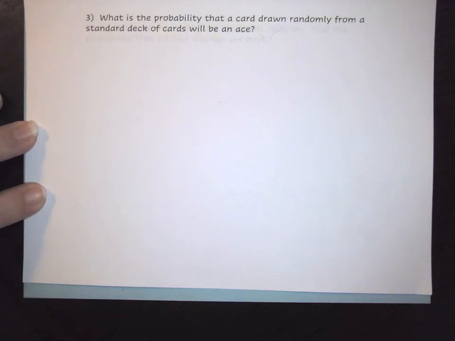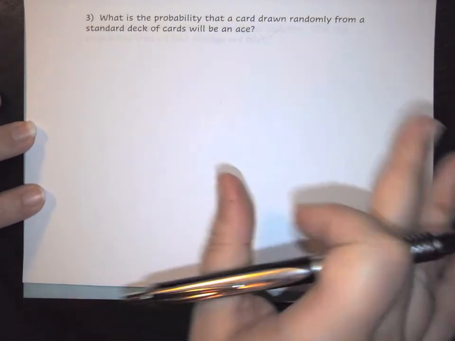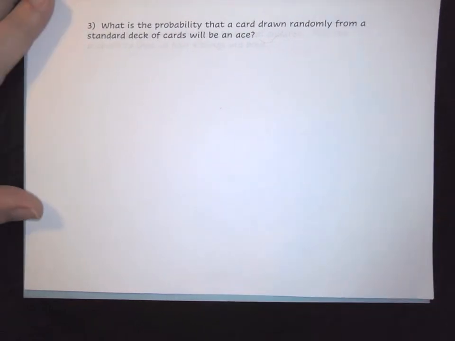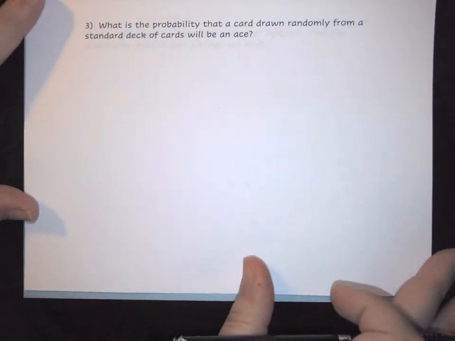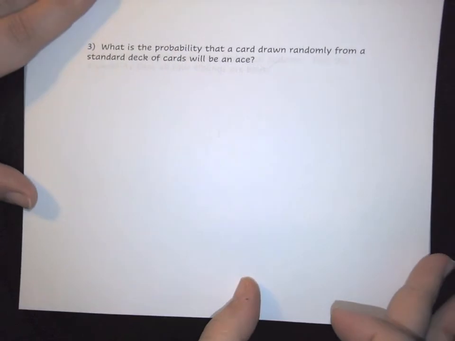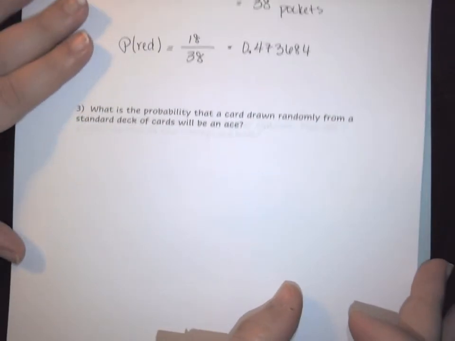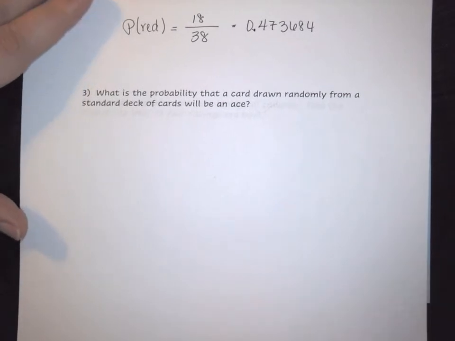Alright, let's look at a different scenario here. So we have the probability that a card drawn randomly from a standard deck of cards will be an ace. So the first thing that we need to know is a little bit of information about a standard deck of cards. So what do we know?